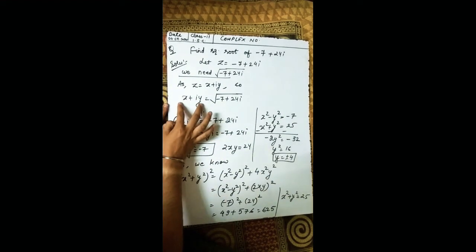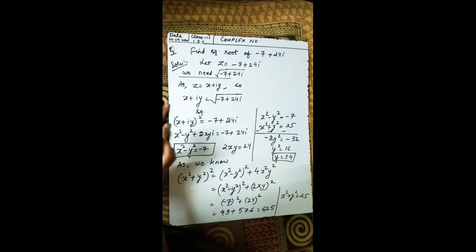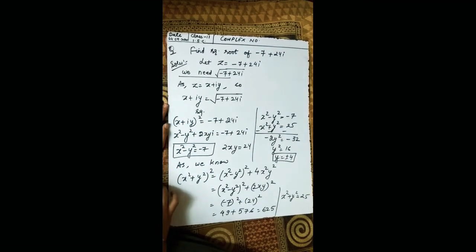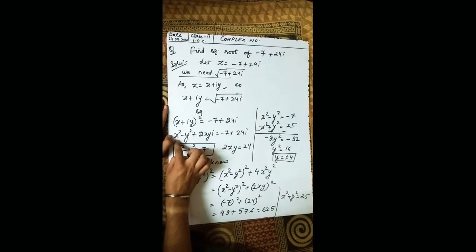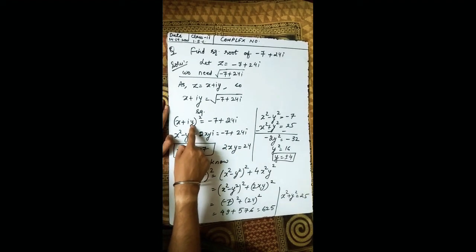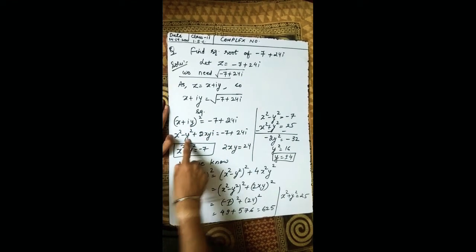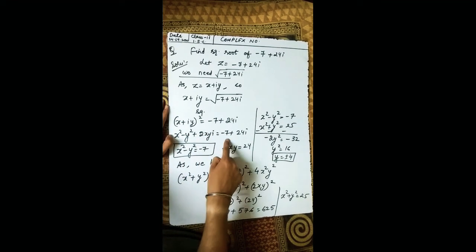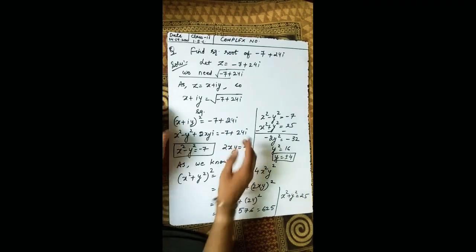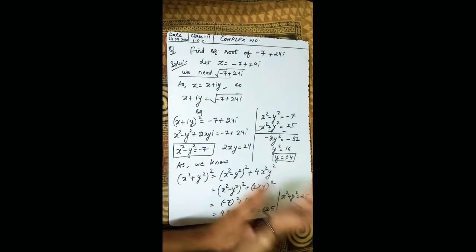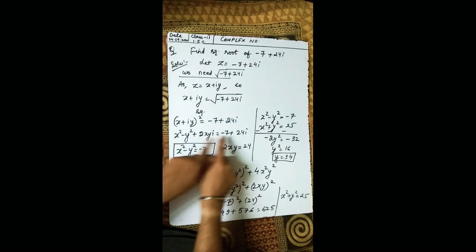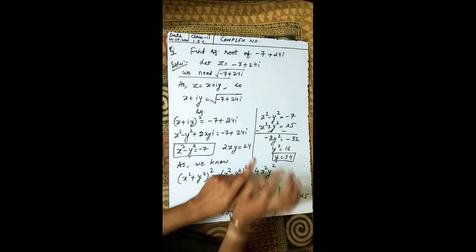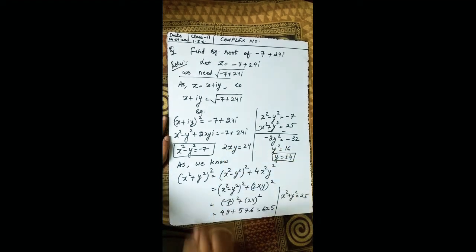To get the values of x and y, first let us square both sides. So x plus iy whole square is equal to minus 7 plus 24i. Using the identity (a plus b) whole square, we get x square plus i square y square, and i square is minus 1, so minus y square, plus 2xyi is equal to minus 7 plus 24i. Now compare real with real, imaginary with imaginary. So x square minus y square is equal to minus 7 and 2xy is equal to 24. Just keep it as it is.